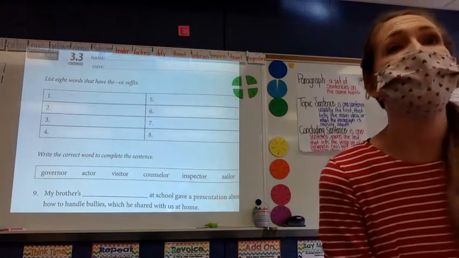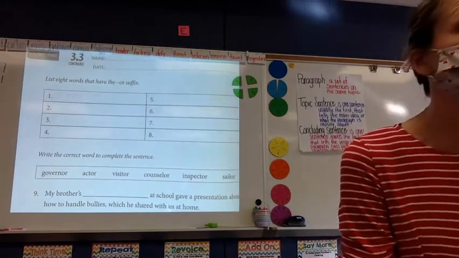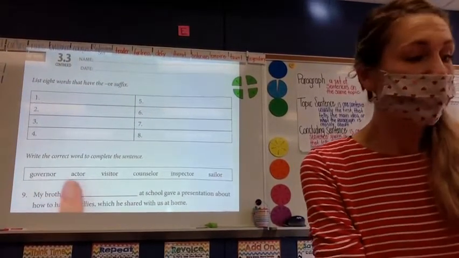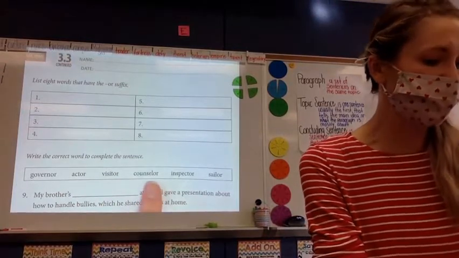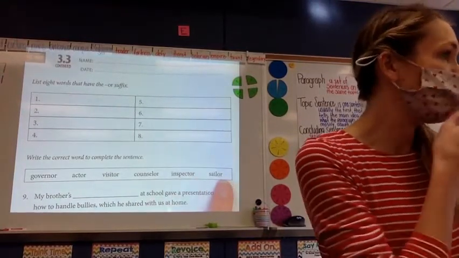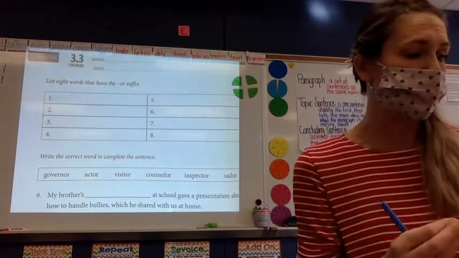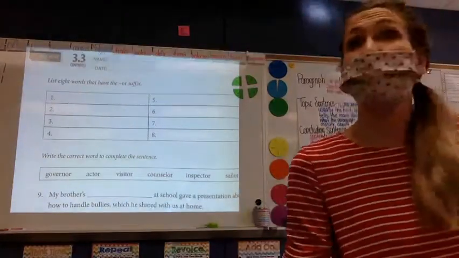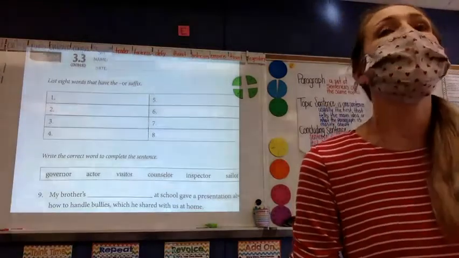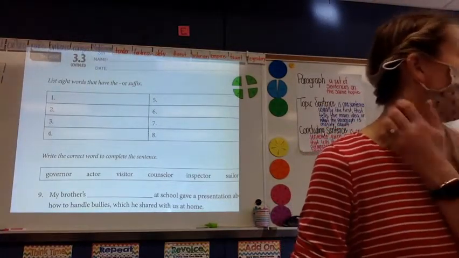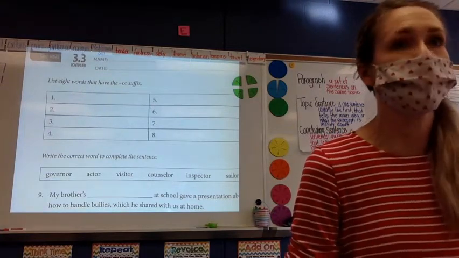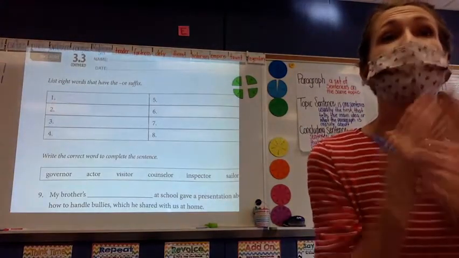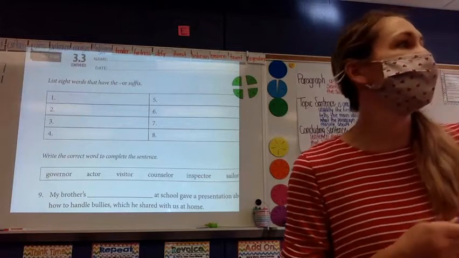32 is going to be the same type of thing, but instead of the ER suffix, we have the OR suffix. Some of the examples given are governor, actor, visitor, counselor, inspector, sailor. These are going to be the same idea where we have that prefix, act, and we're putting the OR on the end to show a person. Visit, we have the OR on the end to show a person, okay? What are some other words you can think of that have the OR suffix at the end to turn it into a person? Turn and brainstorm first this time. Make sure it's a person and you're putting OR on the end and have that person.